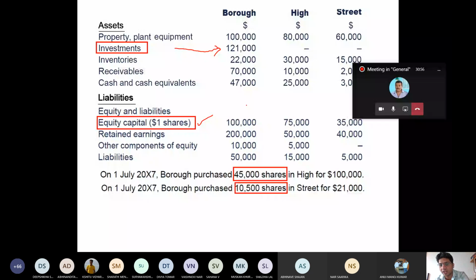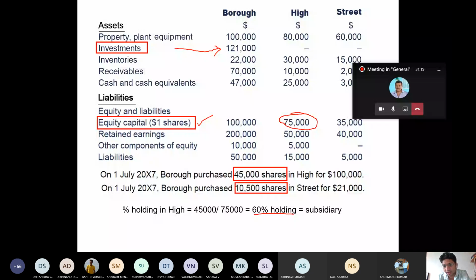Always compare between the number of shares. Okay. So percentage holding in High, Burrow has held how much? It has held 45,000 shares out of 75,000 shares. So Burrow has held 60%. If it is 60%, it is more than 50%. So Burrow and High will have a relationship of holding company and subsidiary. We can call it holding and subsidiary, parent and subsidiary, or parent and NCI. What is NCI? I'll come back to it later.